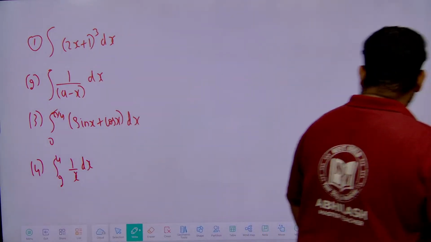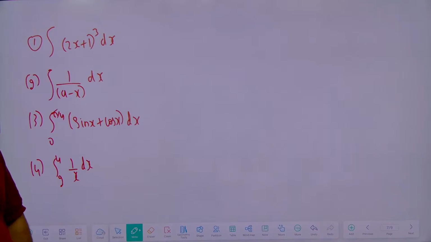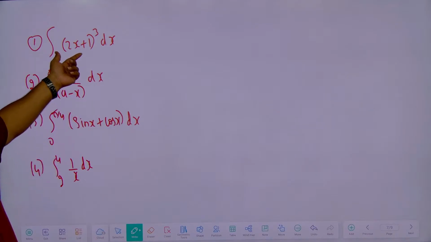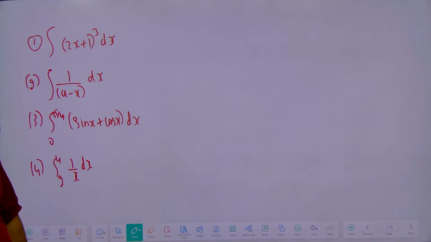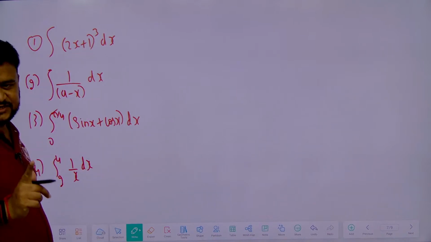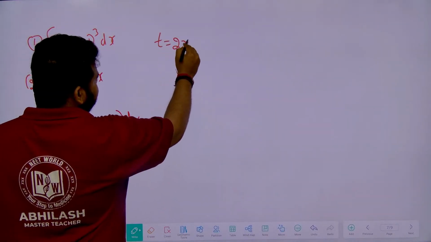Now if you see this (2x plus 1) whole cube. Integration is all about bringing it to a form where you can directly apply the formula. But here I cannot apply the formula directly, because I know integration of x to the power of n is x to the power of n plus 1 by n plus 1. But here I am having 2x plus 1. So what I am supposed to do is, whatever is in the bracket, take it as t. So t is equal to 2x plus 1.